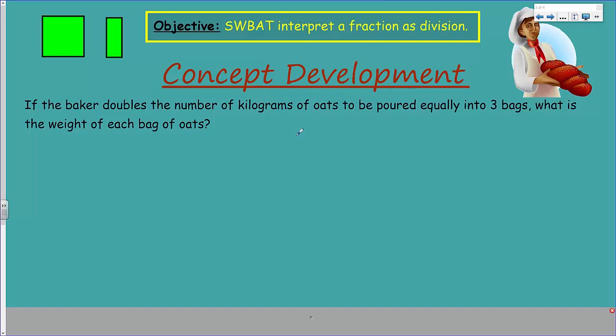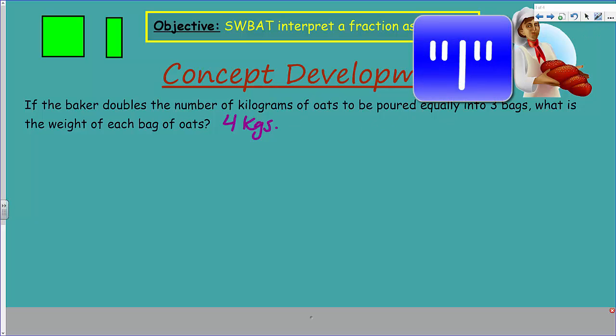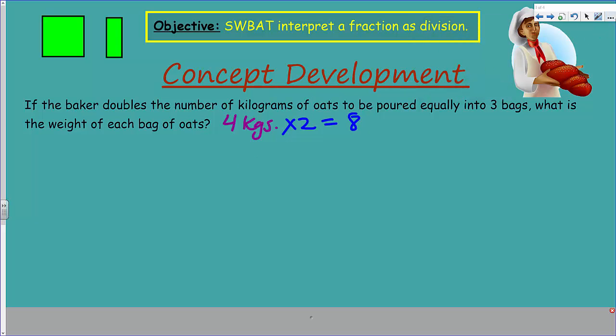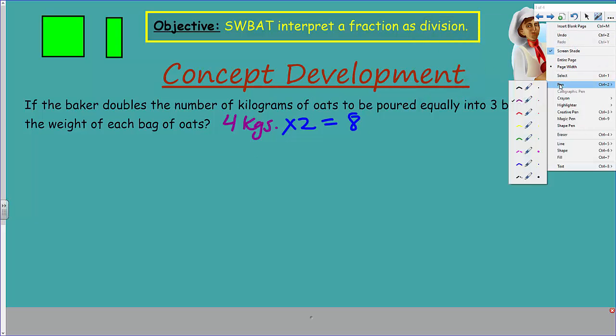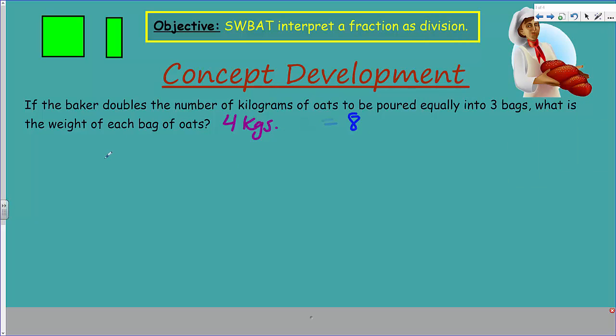I'm not afraid. So if we had 4 kilograms, which is what we had before, and we double the number of kilograms, that means times 2. Oh, this is going to disappear. Cool. Okay, it's going to equal 8 kilograms. All right, so let's go ahead and do that. So now we're drawing a whole thing here. So we're still dividing by 3.